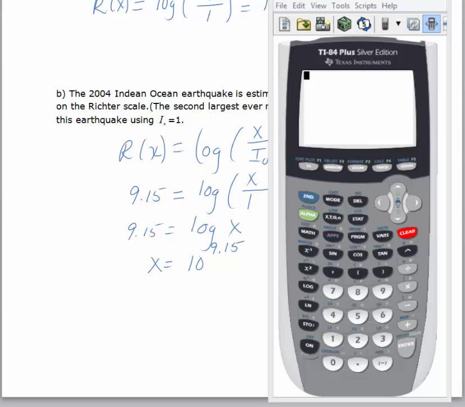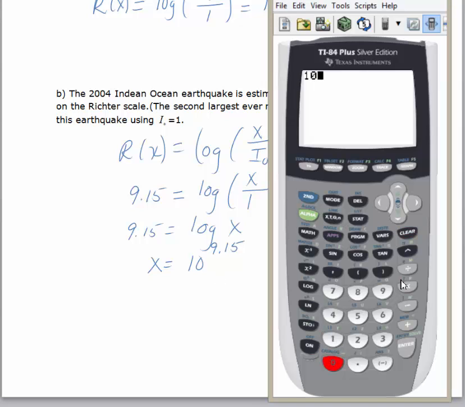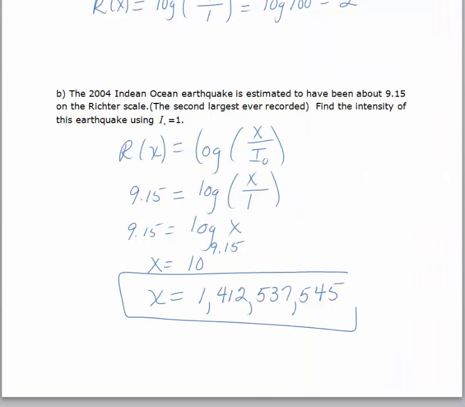So let's evaluate this on the calculator. We've got 10 raised to the 9.15. Alright, we get 1,412,537,545, which is absolutely massive. Okay, that means that this earthquake is over 1 billion times stronger than a low-level minimal earthquake.